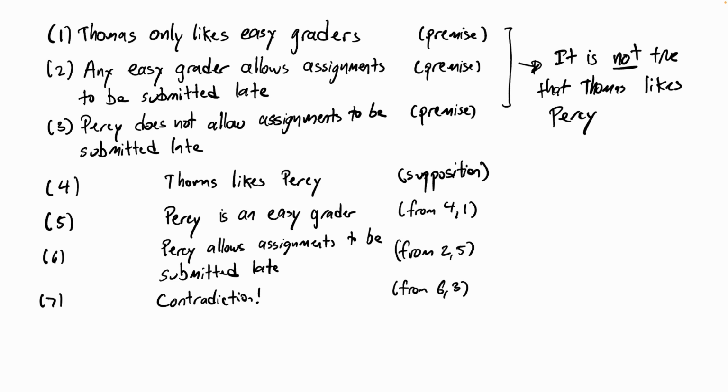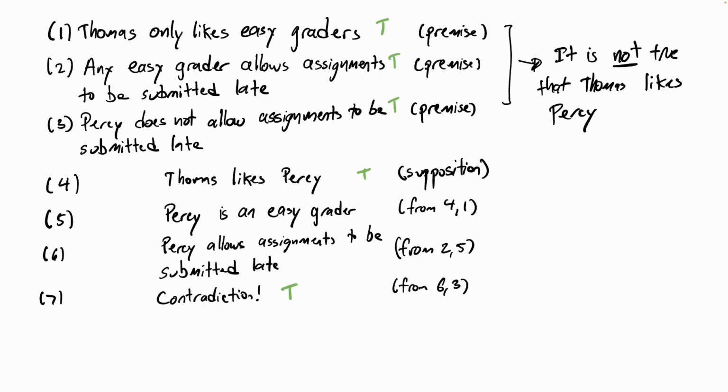Because if our three premises plus the supposition that Thomas likes Percy lead to a contradiction, as we've just shown, then that means that if all four of those things were true, then a contradiction would be true. But of course, a contradiction cannot be true. So what we just demonstrated is that our three premises plus the supposition that Thomas likes Percy cannot all be true together. We tried supposing that all of them were true at once, and that led to a contradiction. So they can't all be true at once.